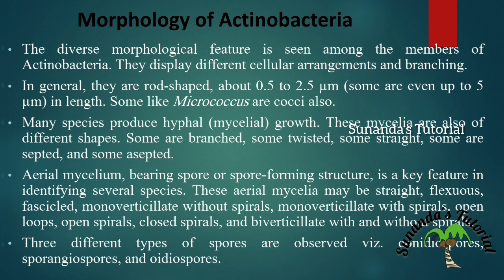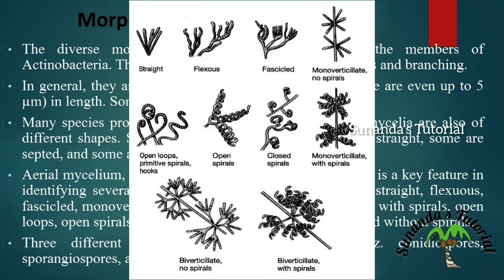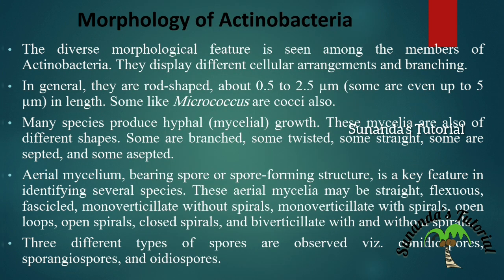These aerial mycelia may be straight or flexuous or fascicled, or monoverticillate without spirals, monoverticillate with spirals, some open loops, some open spirals, closed spirals, biverticillate with or without spirals. So these are different forms of aerial mycelia. Three different types of spores are mainly observed: one is conidiospore, one is sporangiospore, and oidiospore. Sometimes arthrospores are also formed.